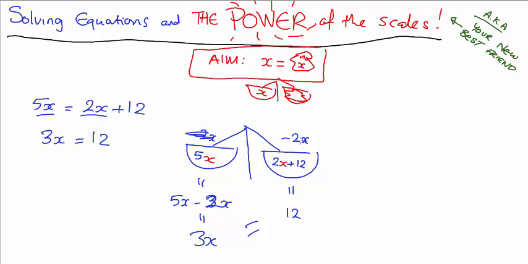So this is the situation we're at now. We've got 3x equaling 12. Hopefully you look at this as 3 lots of x equals 12. Now we're dividing each side by 3. This is actually a good practice to get into. Some people like to write it on both sides as you go along.